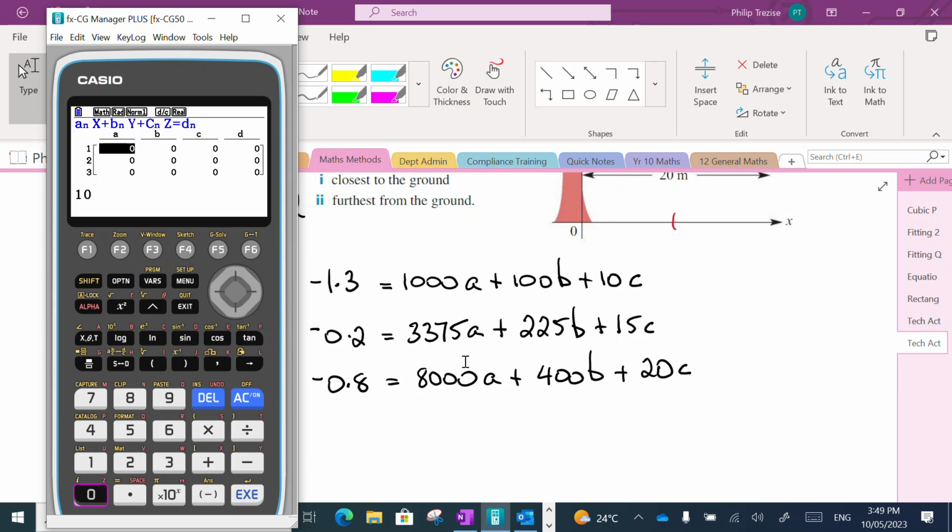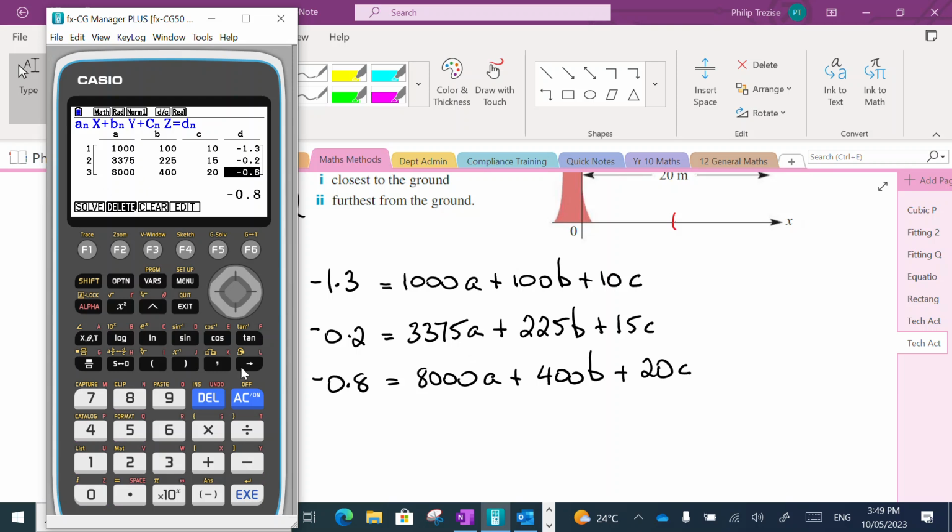So I'll have 1,000, then 100, the coefficients, then 10, and then the constant for this one was negative 1.3. And we keep going, 3, 3, 7, 5, 2, 2, 5, 15, and the constant for that one was negative 0.2. And our last equation had 8,000, 400, then 20, and finally negative 0.8.